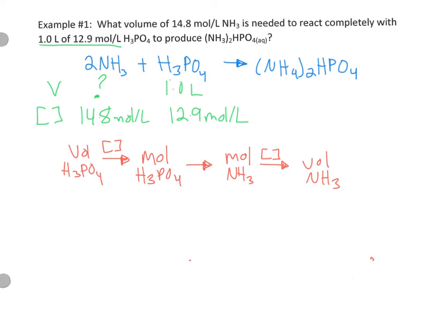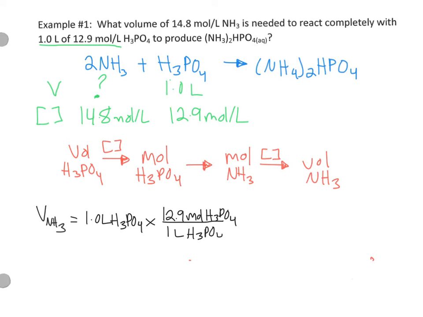So then just set up your factor label method equation. We are looking for volume of NH3. We are starting with the volume of H3PO4. So 1.0 liters of H3PO4. We're going to multiply that volume by its concentration. We want to end up with moles, so 12.9 mole goes on the top, and 1 liter of H3PO4 comes on the bottom.